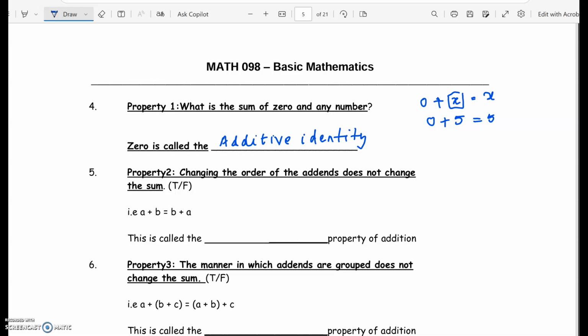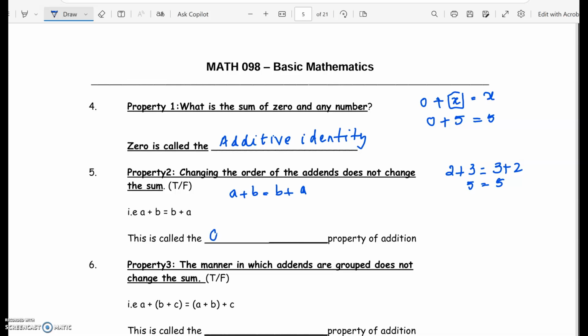Now, changing the order of the addends does not change the sum. So let's think about this. 2 plus 3 is equal to 3 plus 2. Both are equal to 5. So any number A plus B equals, switch the order, B plus A. As long as you're adding the two numbers, nothing changes. And this is an important property.